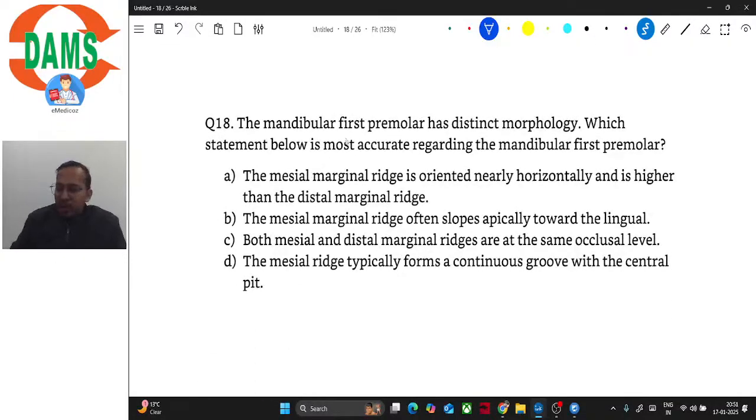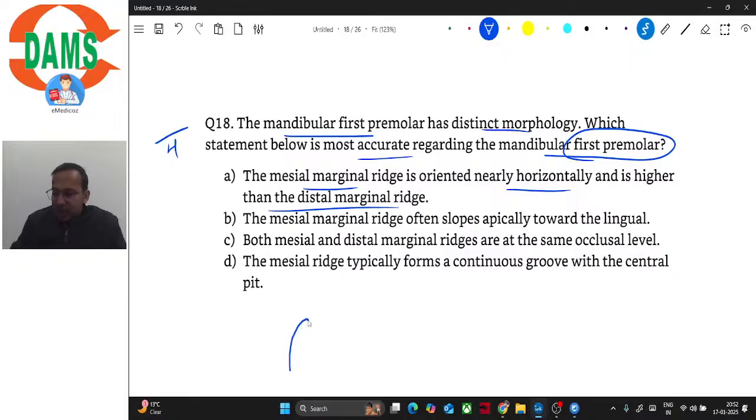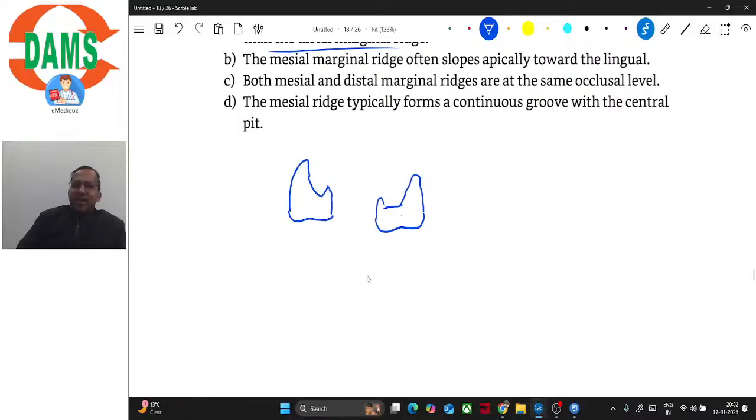The mandibular first premolar has distinct morphology. Which statement below is most accurate regarding the mandibular first premolar? So regarding mandibular first premolar, the mesial marginal ridge is oriented nearly horizontal and is higher than the distal marginal ridge. So have you seen the mandibular second premolar from the mesial side and from the distal side?